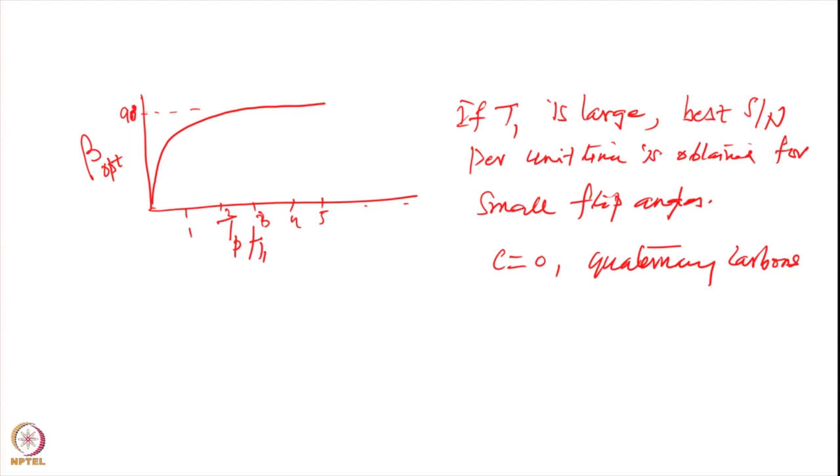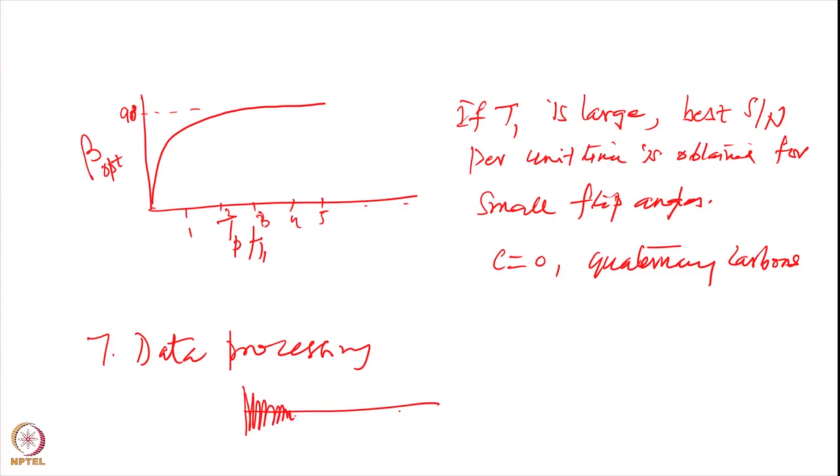So the next is 7, data processing. Data processing is the Fourier transformation basically. But typically when you do the Fourier transformation, suppose I have an FID which is going like this, and I do not wait for the entire FID to decay. I do not wait until it goes down to 0. Suppose I truncate the FID here, I stop here, because a priori I do not know what the T2 values are. Therefore, I do not know where to stop. Typically, I collect, let us say, 1024 points or 2048 points and things like that.